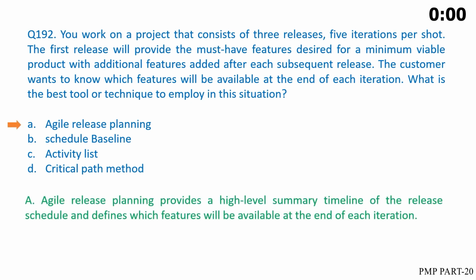The correct answer is A. Agile release planning provides a high-level summary timeline of the release schedule and defines which features will be available at the end of each iteration.